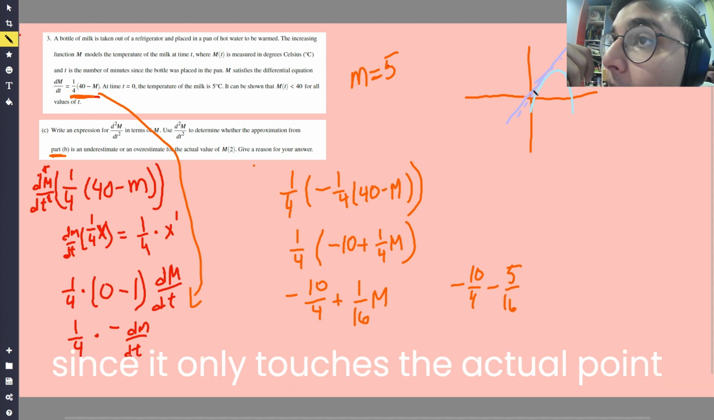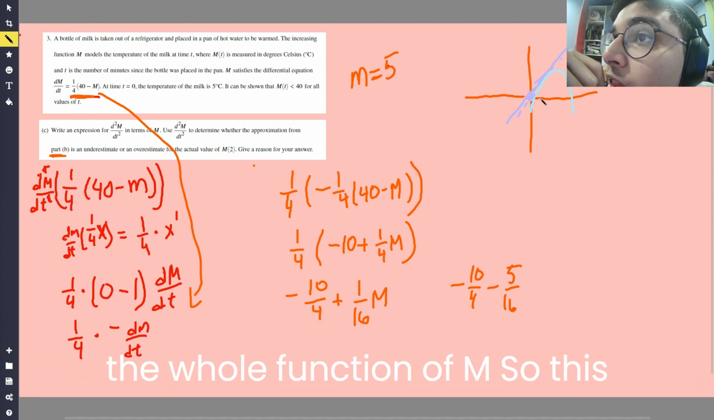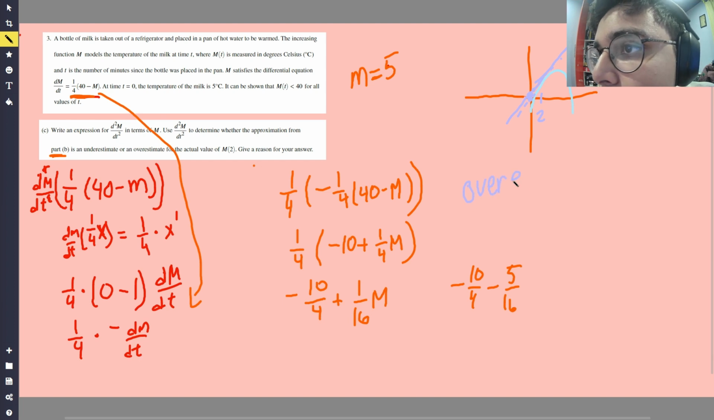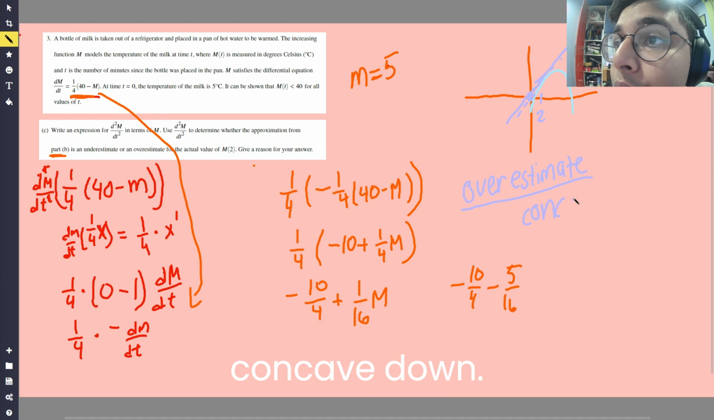We're trying to figure out whether it's an over or under. Because we used it at t is equal to 0, that's where we got the original point from. And then we look for t is equal to 2. It's actually going to be over. Since it only touches the actual point at one point, everything else is going to be over the whole function. So this is actually an overestimate. This is an overestimate because it is concave down.